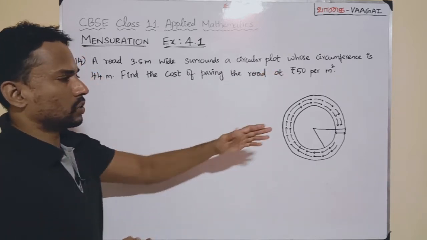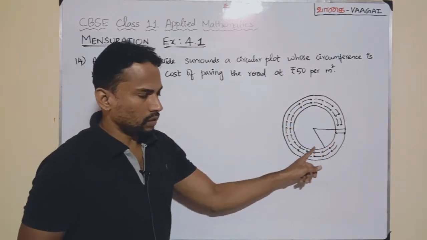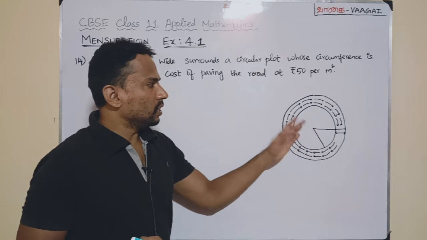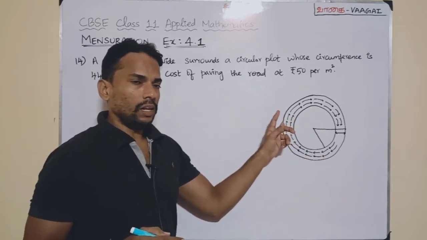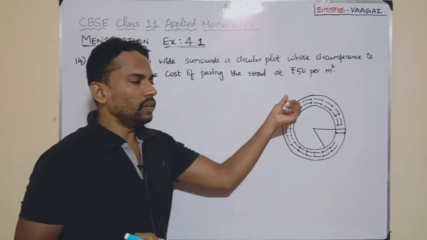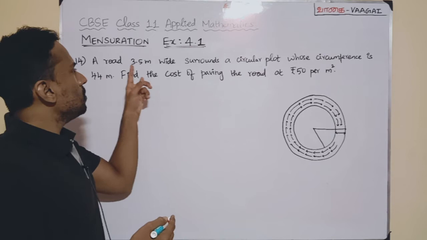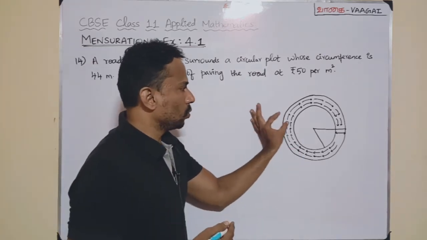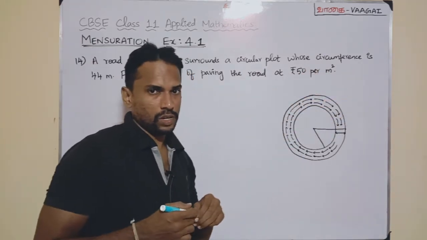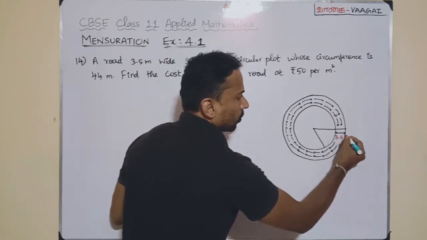Now let's see the construction. There is basically a circle. You can see this circle, and around that circle there is a circular road also, with uniform width. What is the width of that pathway, the road? It is given to be 3.5 meter. That means this uniform width is going to be 3.5. So let's note it: this width is 3.5 meter.